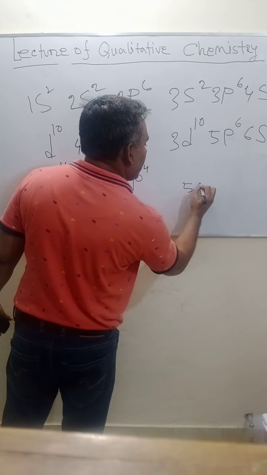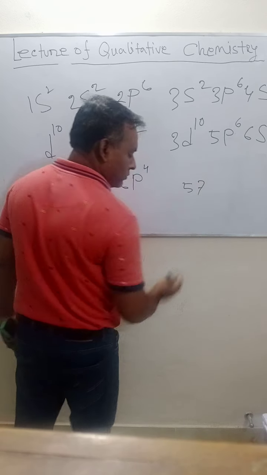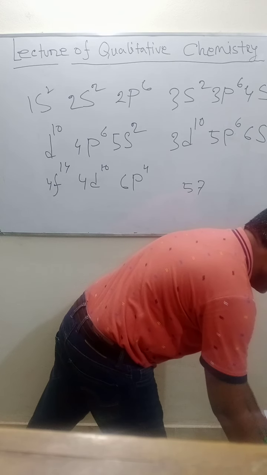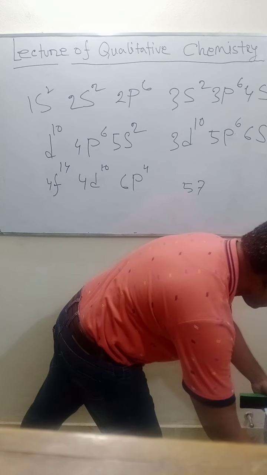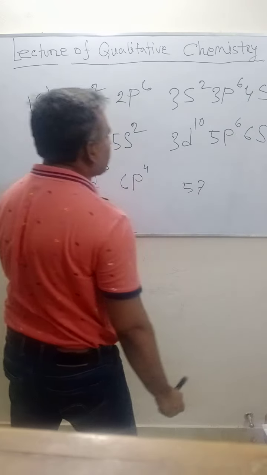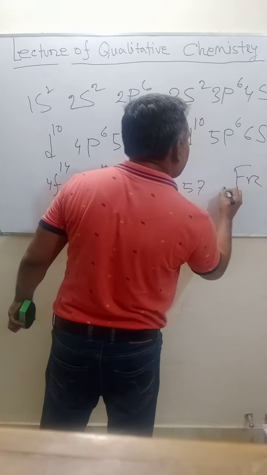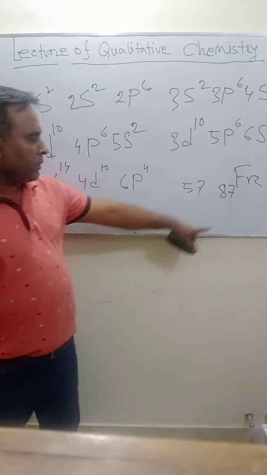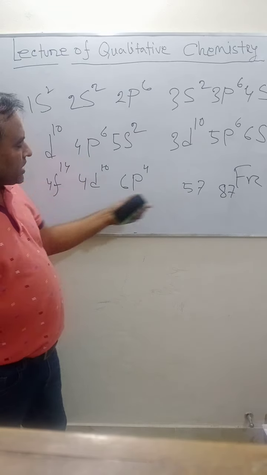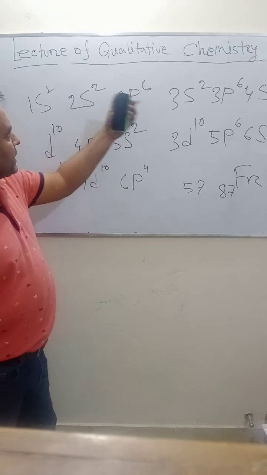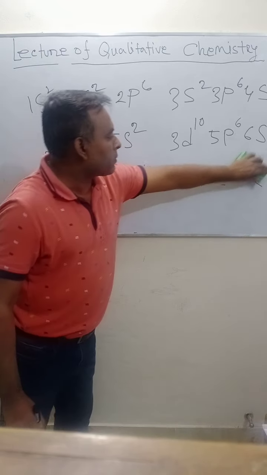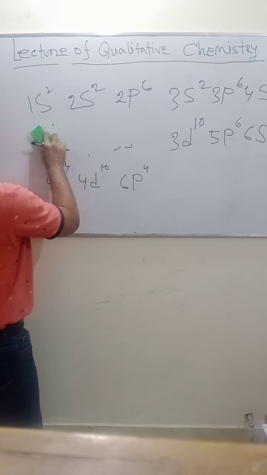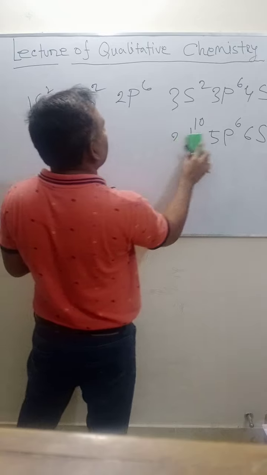Lanthanum may be 57. Francium has 87 electrons. Francium, 87 electrons, you can easily distribute, and you can easily do the electron configuration of francium according to this. Okay, this is very big. Clear?